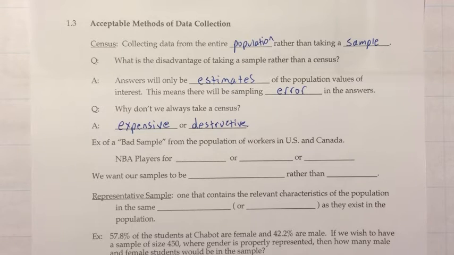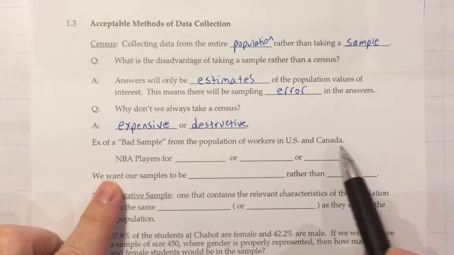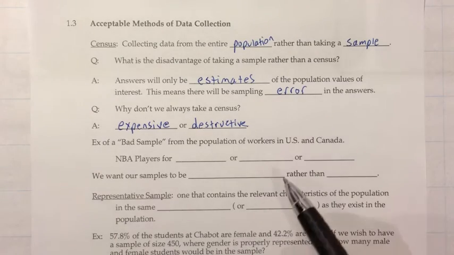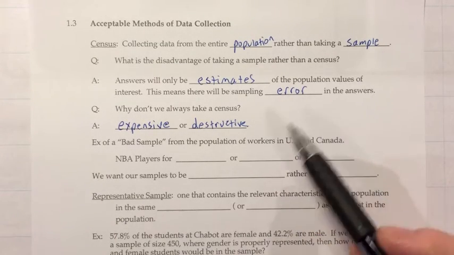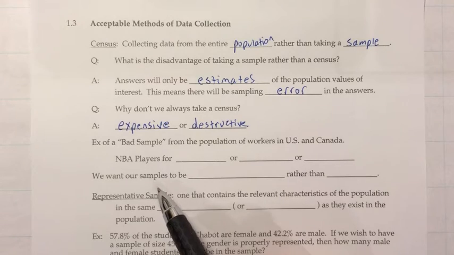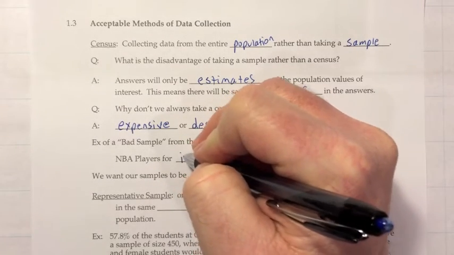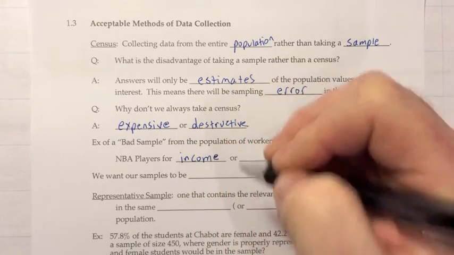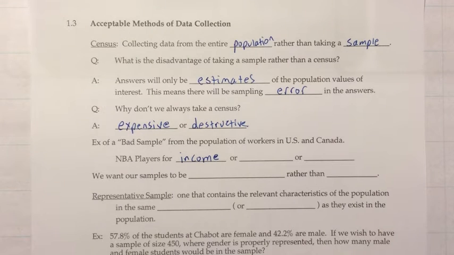So this sample is valid because all NBA players work in the United States and Canada, but it's a bad sample because it gives too much sampling error in its answers for some variables, right? So what are some variables that would be a bad sample for? The number one thing I think we should probably think about would be income. Because when you're looking at workers, you start to think, how much do they make? And NBA players make a lot of money.